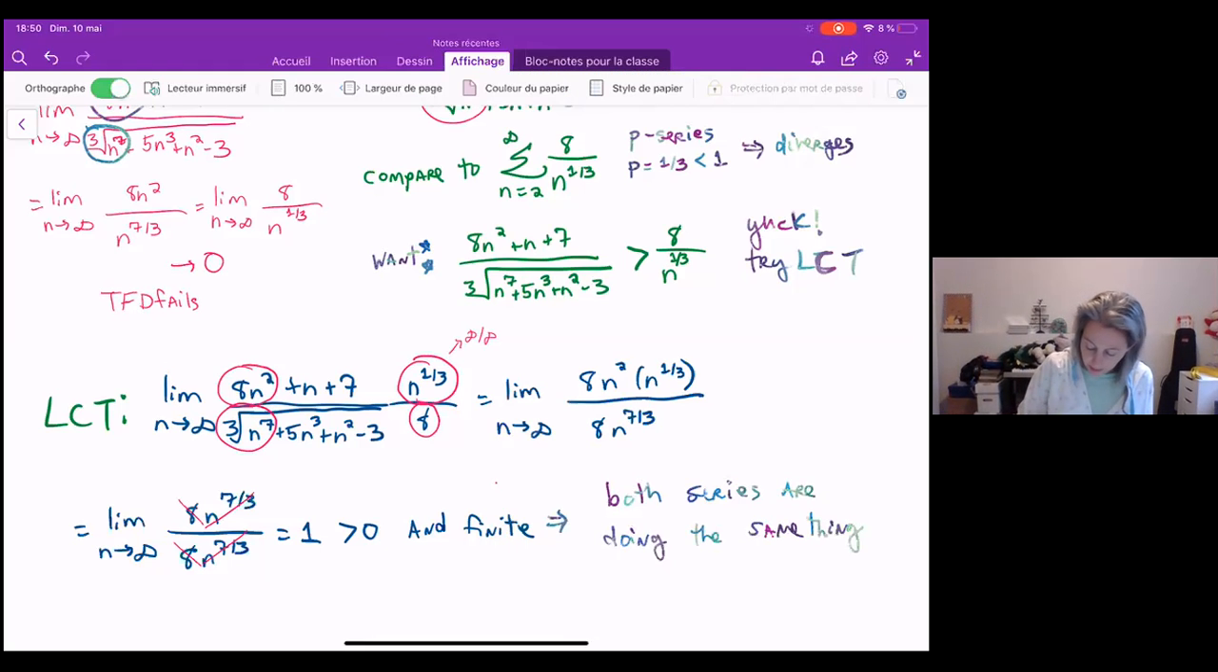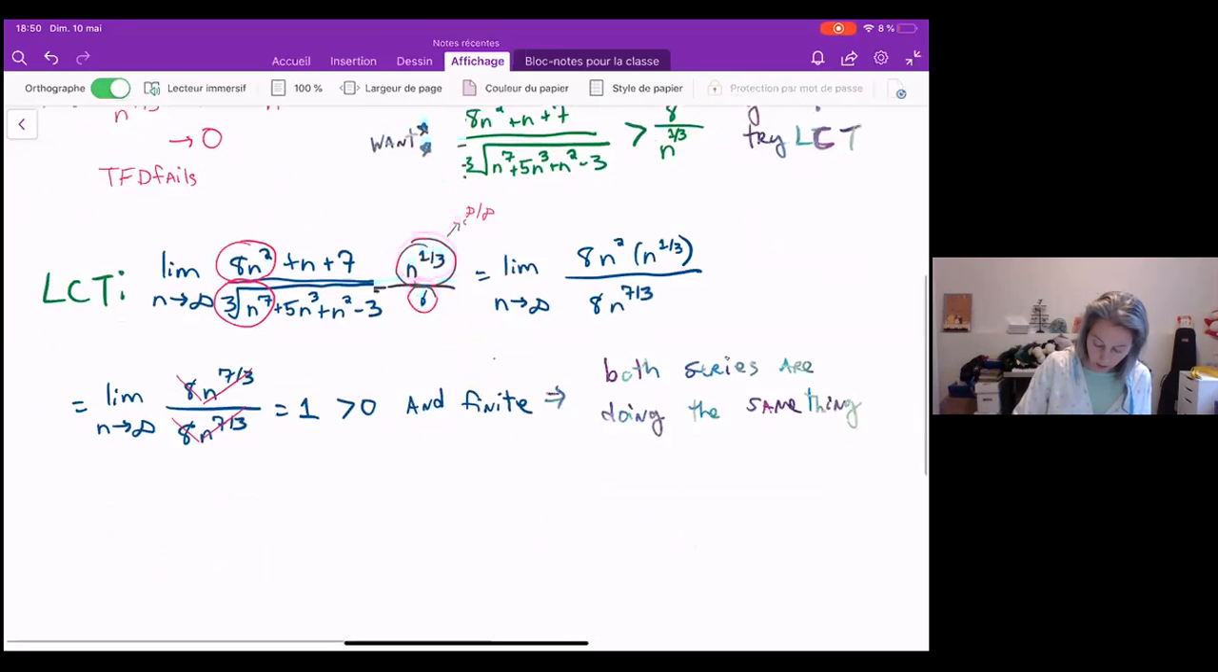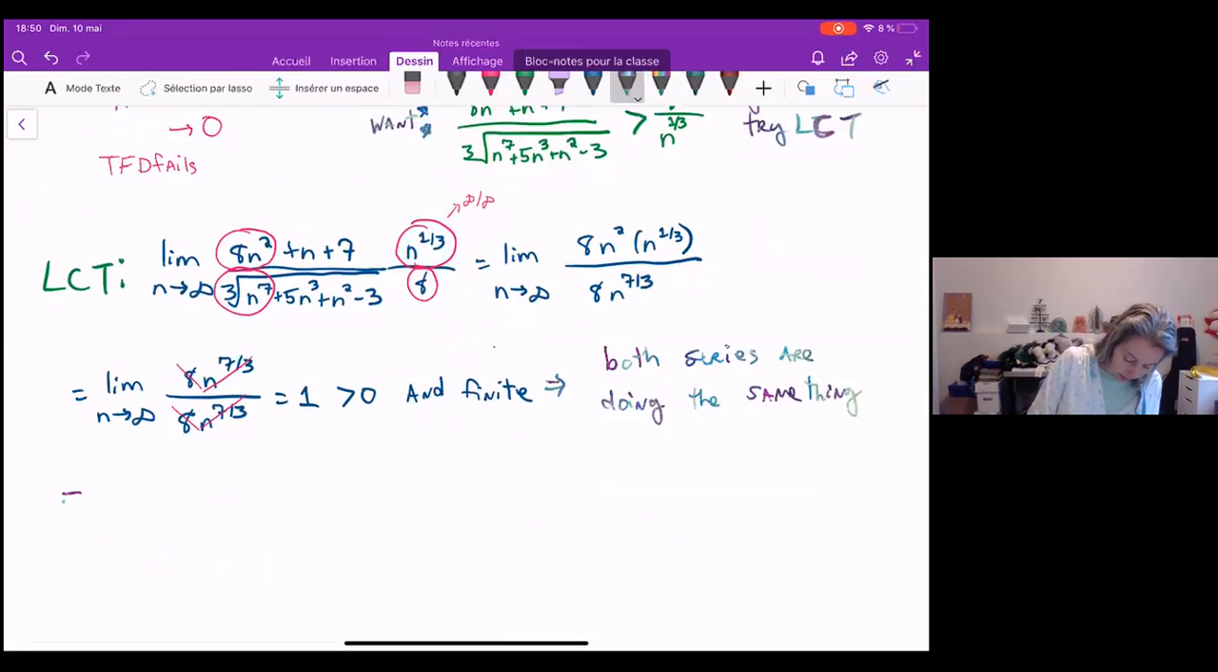And therefore, since we know that the series 8 over n to the 1/3 diverges because it's a p-series, my original series, n equals 1 to infinity, I'm sorry, it was a 2 down there, we're just going to call it a_n, diverges by the limit comparison test.